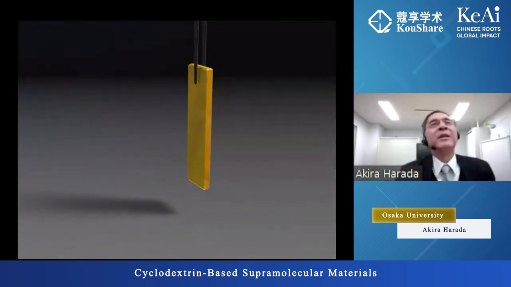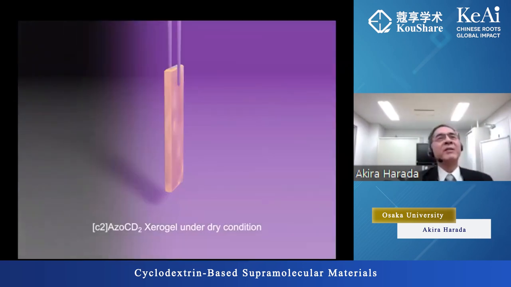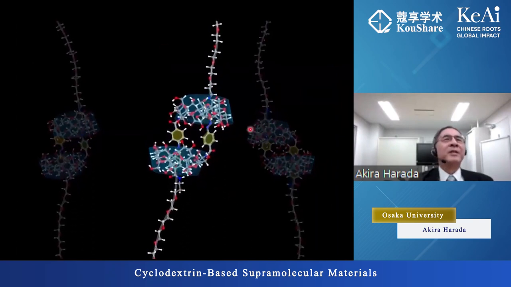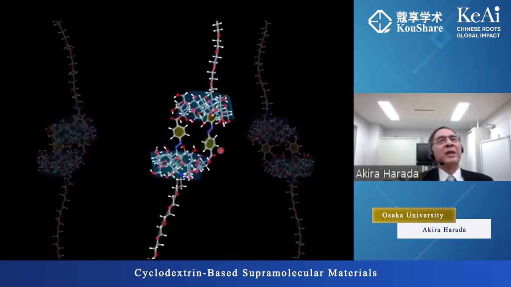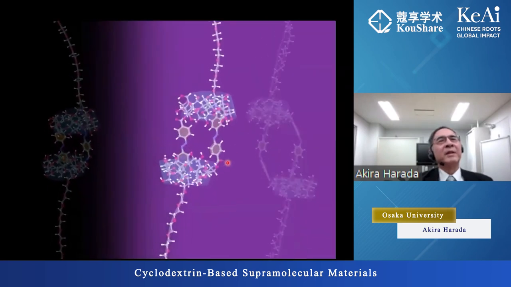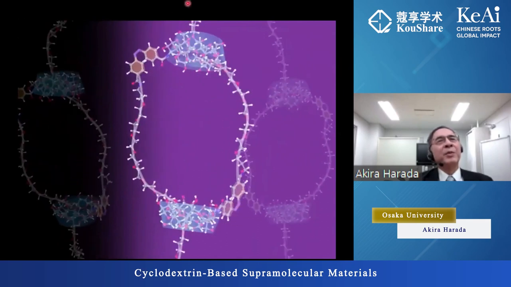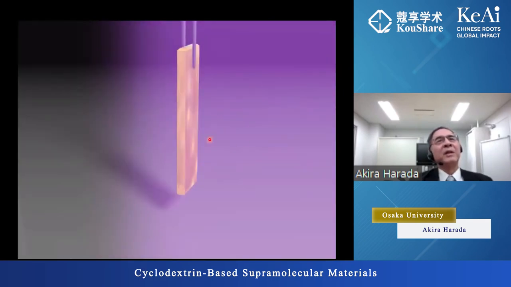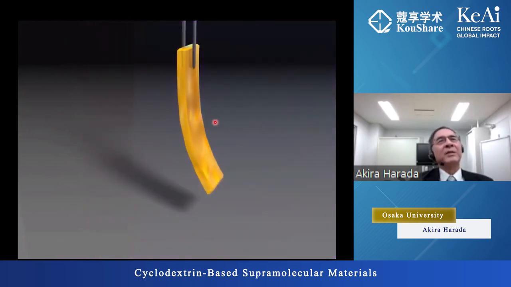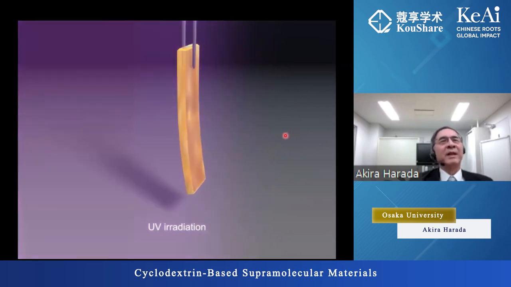Okay, here. This is the mechanism of actuation of the C2-daisy chain in the dry state. When you irradiate with UV light, this is a C2-daisy chain. The azobenzene or cyclodextrins are isomerized from trans to cis and pull the main chain. So the gel shrank. So this part shrank. So the gel strip bent towards the incident light. Okay.